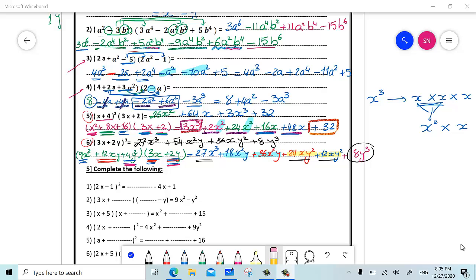And by now we have finished this part in multiplying binomials, and in the next video we are going to complete the other 2 pages in the binder.